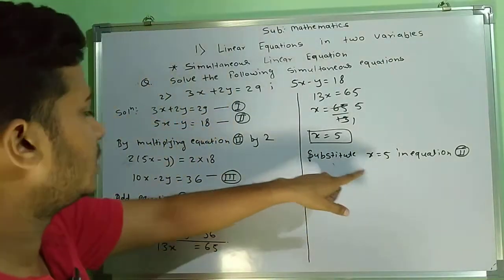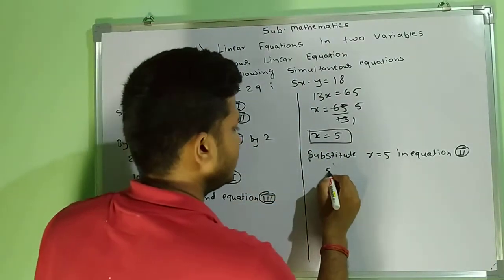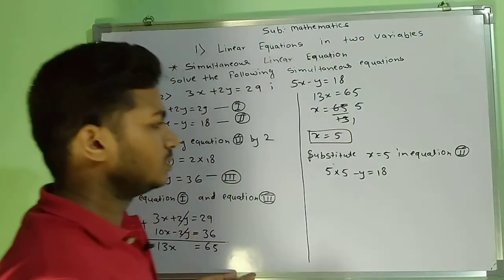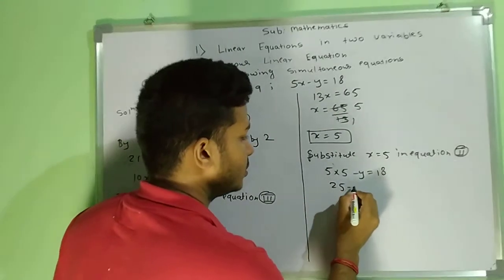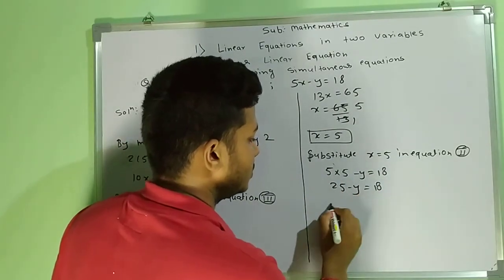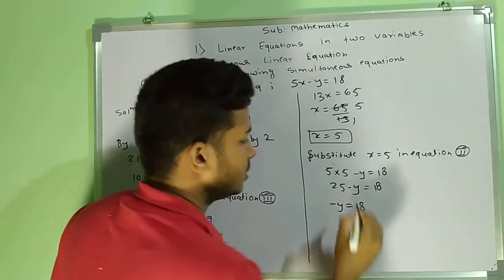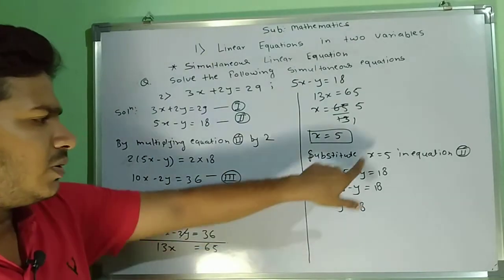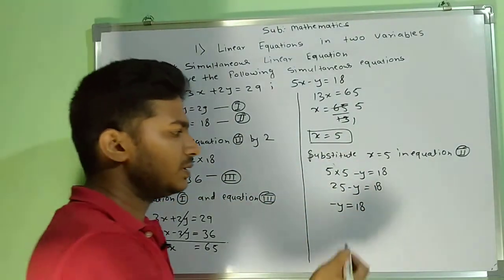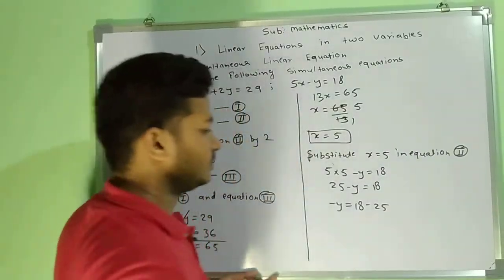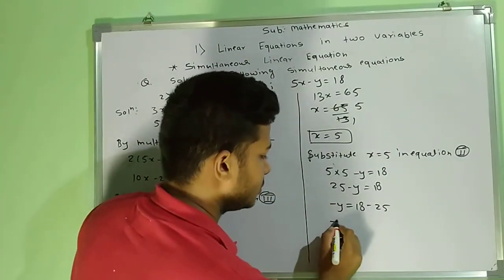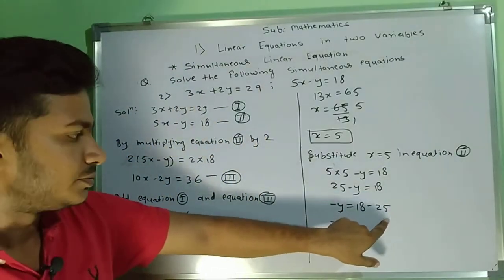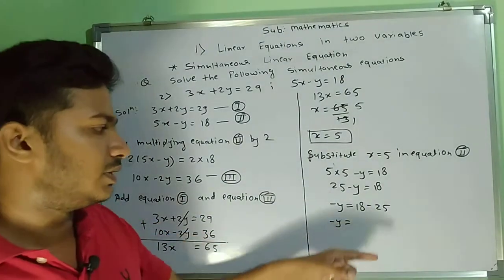So here we will substitute the value of x in equation number 2. So it will be 5 into 5 minus y which is equal to 18. So 5 5s are 25, minus y is equal to 18. Now look here, the 25 is positive. Whenever it goes to the right hand side, it will become negative. So it will become minus 25. So minus y is equal to 18 minus 25.